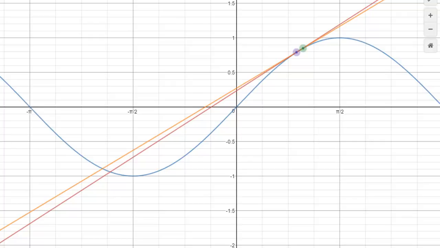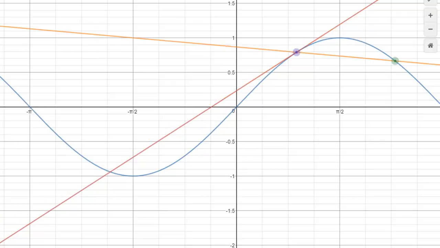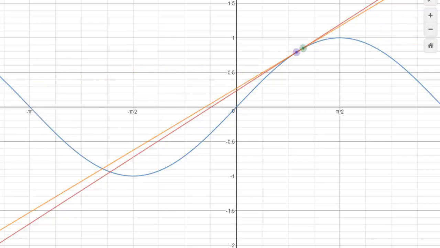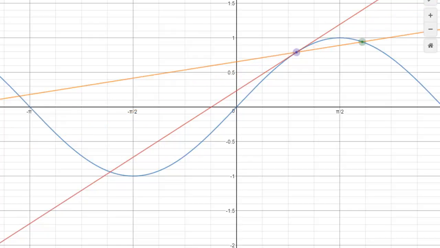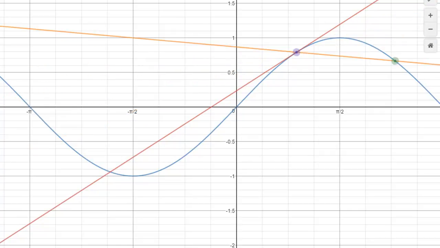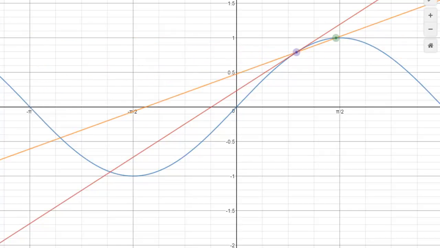Now, when I say that we're going to let this green point get closer and closer to the purple point, that should bring up the idea of a limit to you. The limiting process is exactly that, when you're letting an x value get closer and closer to another fixed x value.